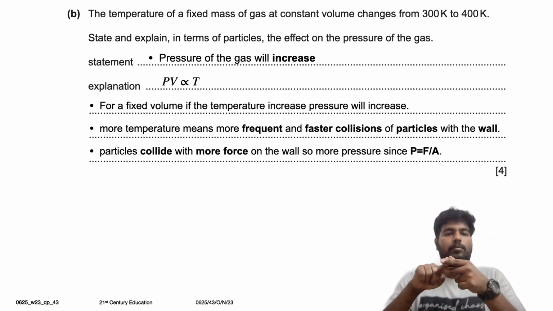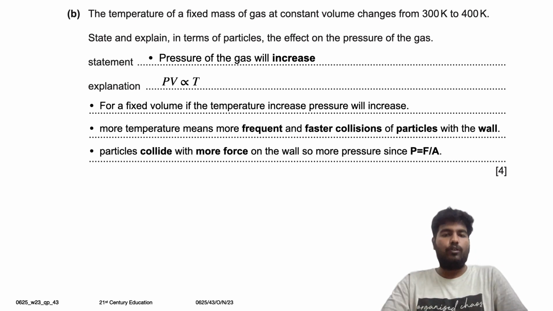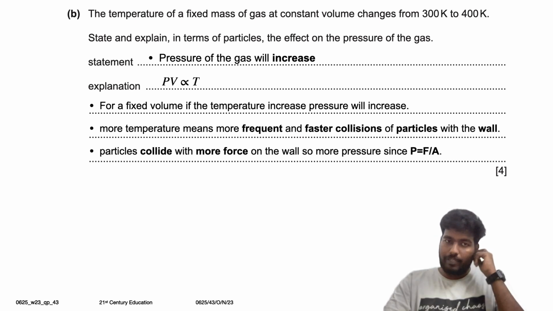These three contain 3 marks, and the statement that the pressure of the gas will increase contains 1 mark, so totally 4 marks. PV proportional to T was not awarded a mark in this marking scheme, but in general it would be awarded. Okay, next part of the question.